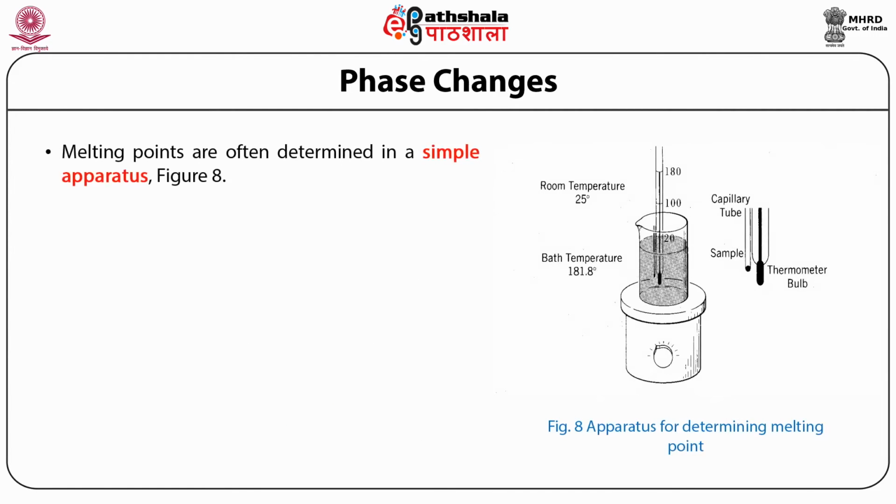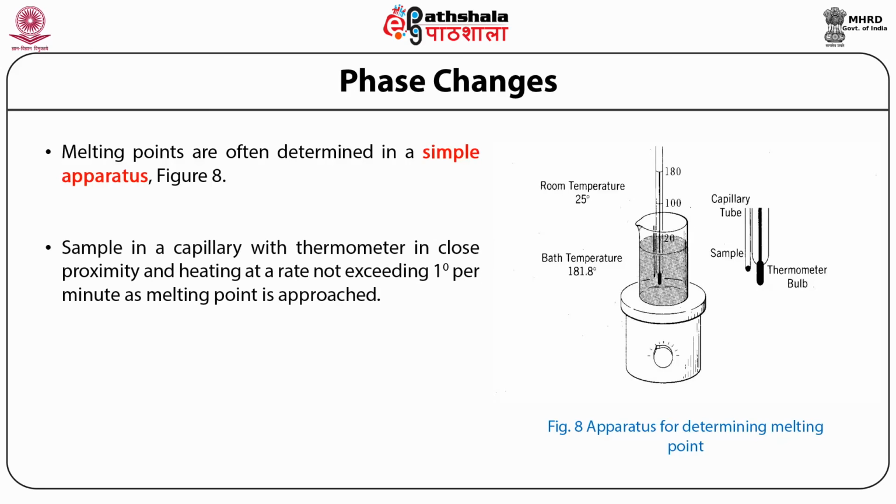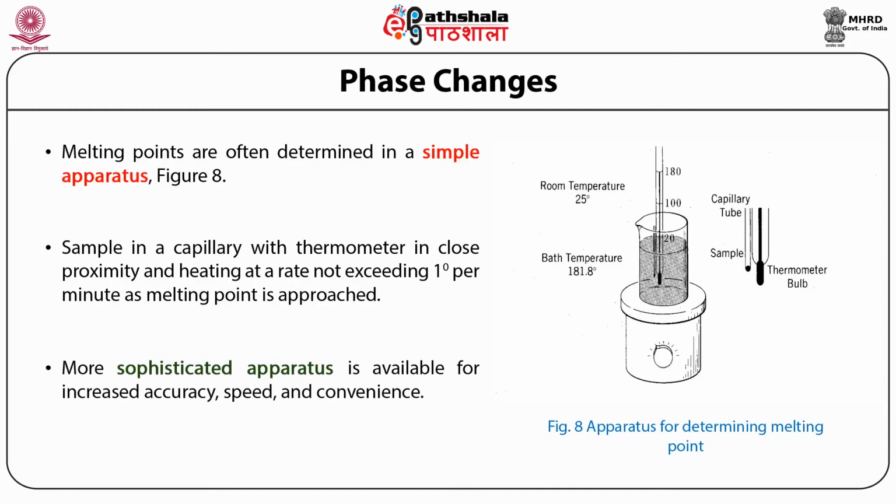Melting points are often determined in the very simple apparatus as shown in the figure. The sample is contained in a thin-walled capillary and the thermometer should be in close proximity and heated at a rate not exceeding 1 degree per minute as the melting point is approached. More sophisticated apparatus are also available for increased accuracy, speed, and convenience.